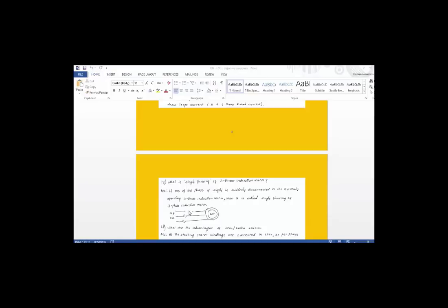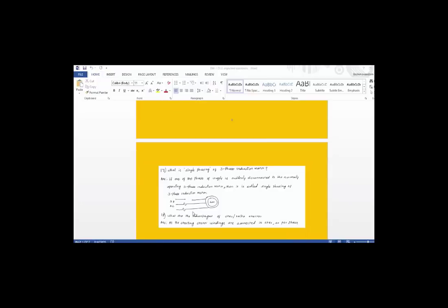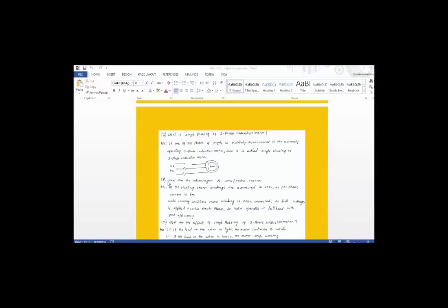The circuit is like this. So initially all the phases are connected to the three-phase induction motor stator like this, and it is running normally. Then suppose one of the phases blows like this, means supply is disconnected in one phase. In that case, the condition of the three-phase induction motor is called single phasing of three-phase induction motor.